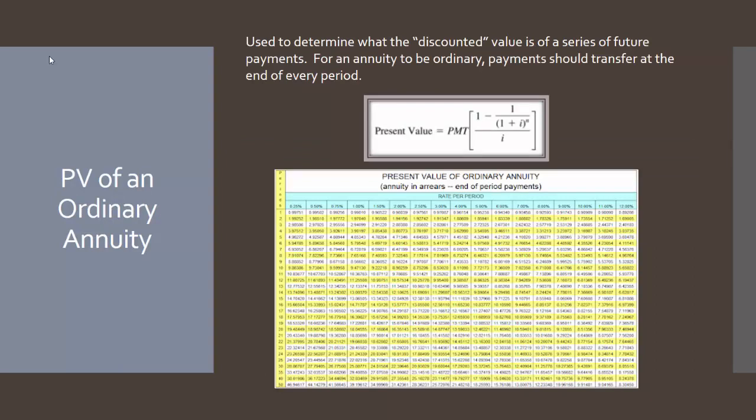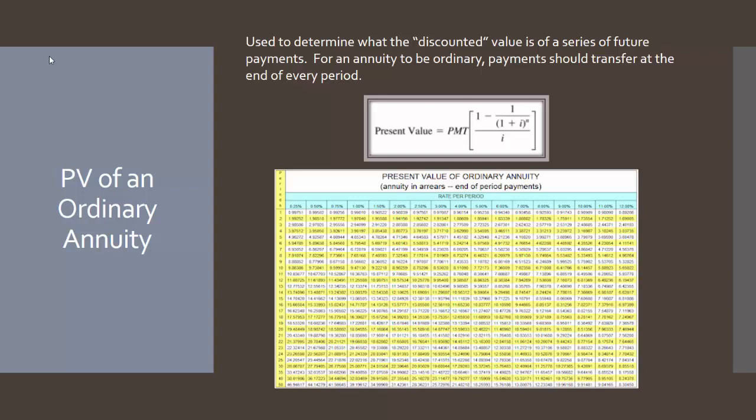The next formula you can use is the present value of an ordinary annuity. The present value of a lump sum is when there's one payment coming in the future. What this calculates is the present value of a stream of payments that are coming to you. So if you had an annuity that you own that paid you $10,000 a year for the next 10 years, that'd be $100,000 in total that you would get.